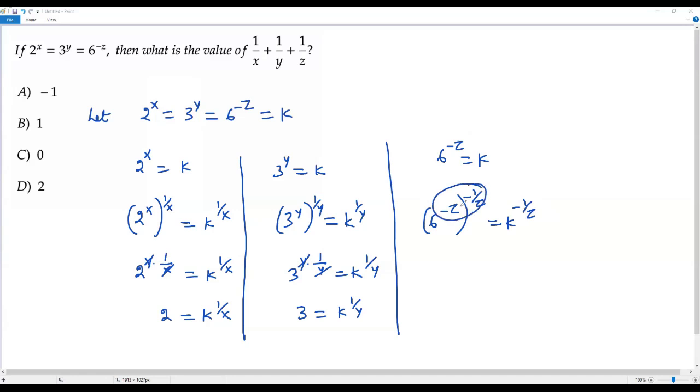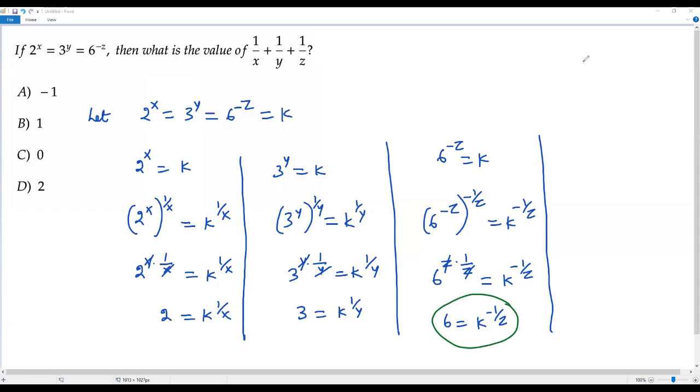Now what we can do is multiply the two exponents. Then I'm getting 6 times, negative will become positive, z times 1 over z equals k to the power of negative 1 over z. Now z will cancel. 6 to the first power is just 6, equals k to the power of negative 1 over z. Now let me consider this equation over here, that is 6 equals k to the power of negative 1 over z.